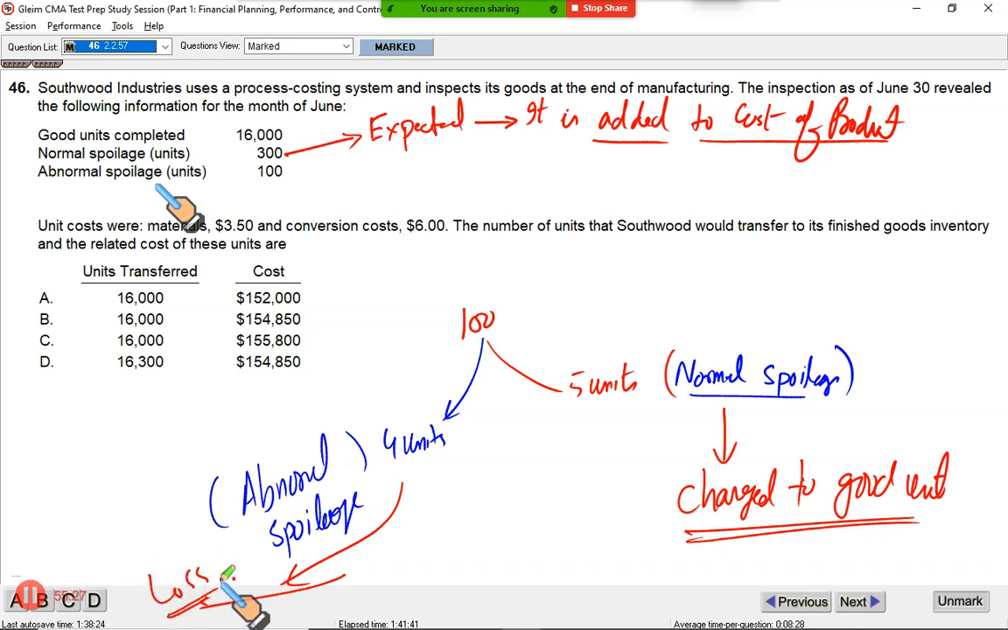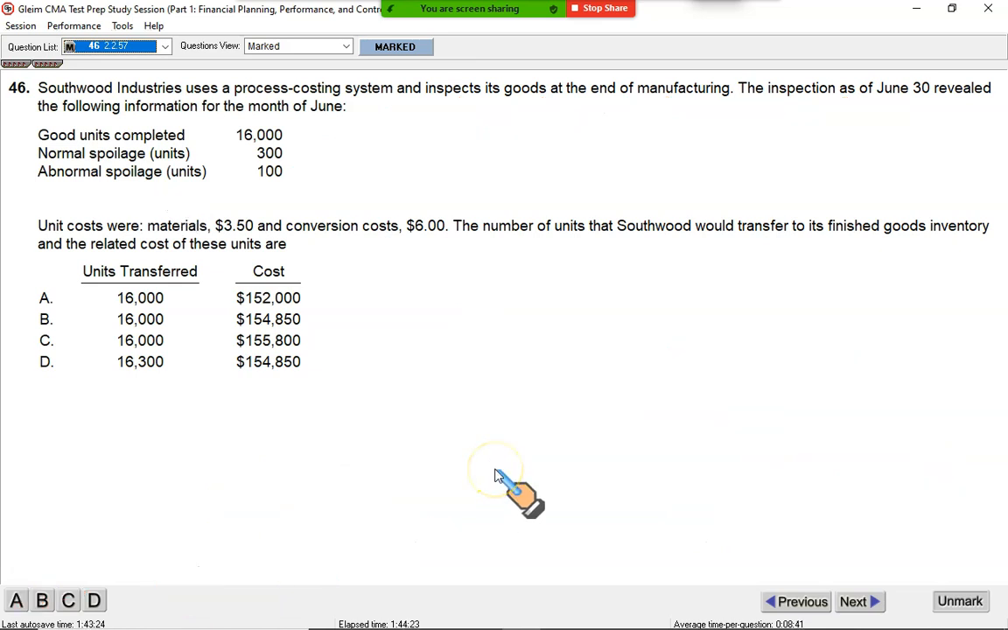So I'm going to repeat: the normal spoilage is expected. That is normal, it happens, so we don't do any separate treatment. We simply keep it within the good units. But the abnormal spoilage is removed. It is charged separately as a loss for the period. This question is a nice one because it explains the idea very well.